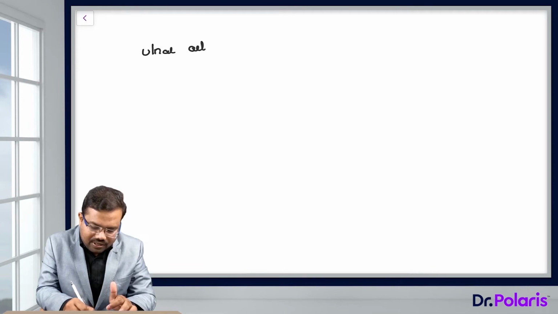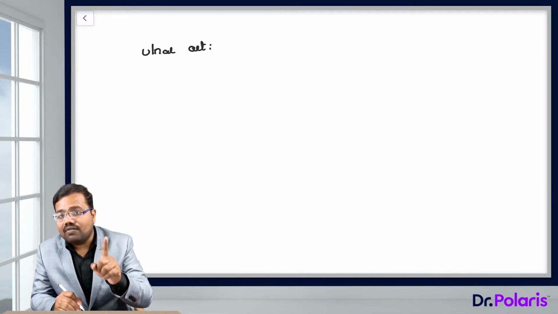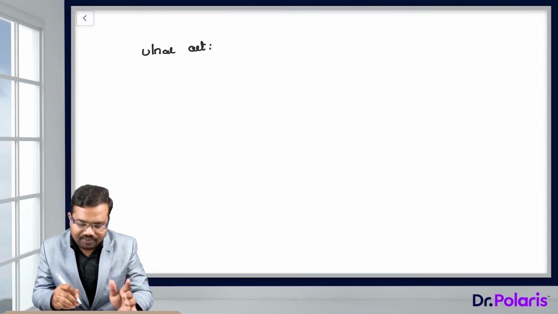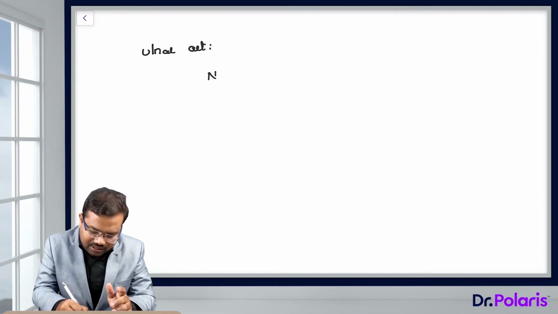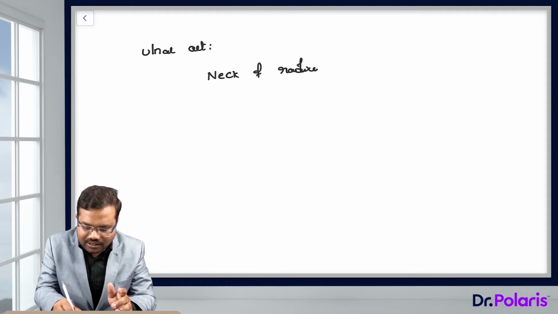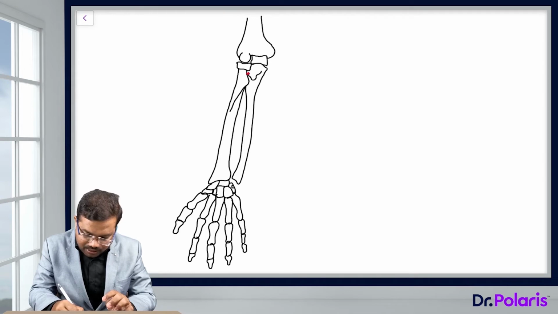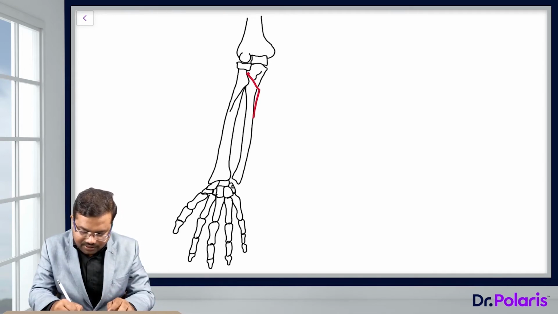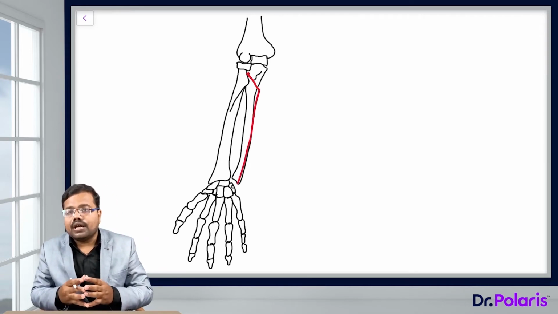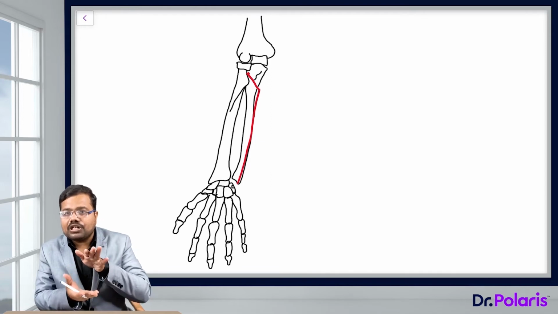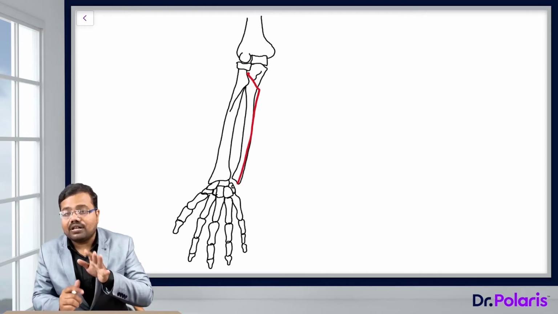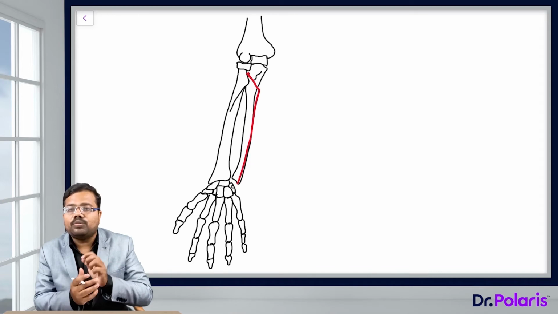The ulnar artery, as we had said, starts at the level of the neck of the radius, right? So from this point, the neck of the radius, the ulnar artery first initially takes an oblique course. Then suddenly it takes a vertical course. During this vertical course, it is running between the superficial group of muscles and the deep group of muscles.